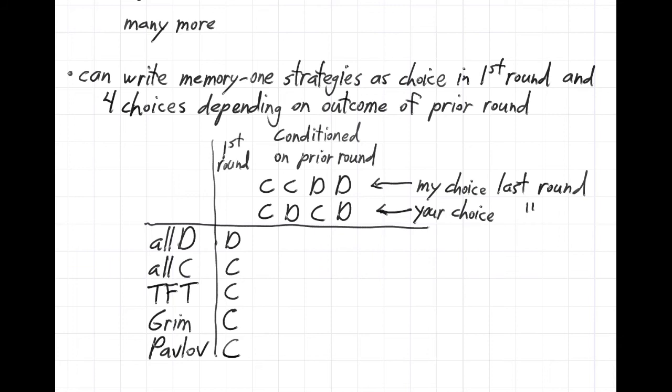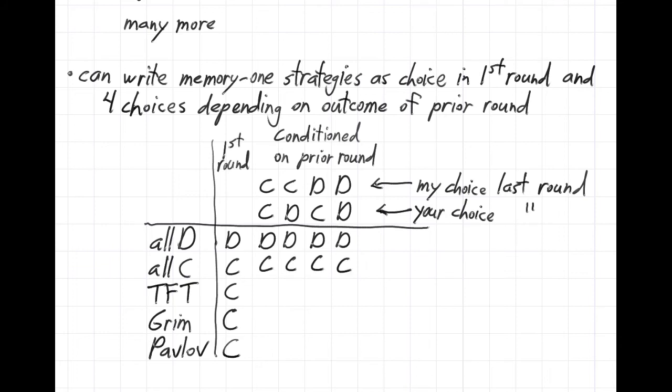So if we both cooperated in the last round, then all D would say defect. I don't know how that would have occurred, because it should never be that I cooperated in the last round, so this doesn't even really make too much sense, but certainly we know that all D would choose defect no matter what. So we can write out the full set of choices for all D just like that. No matter what happened in the last round, I will choose to defect. And likewise, it's easy for all C. They just always cooperate, no matter what happened.